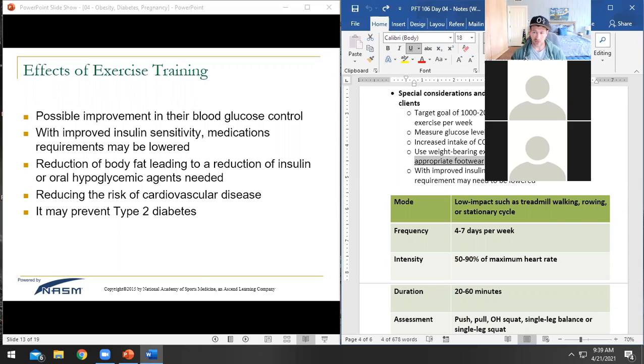So always make sure that your client is wearing wicking socks, sweat-proof socks, and always make sure the shoes are not too tight, not too small, and instruct your client to pay attention to their feet. I know it sounds very odd. I know it doesn't sound like something we would have to deal with.